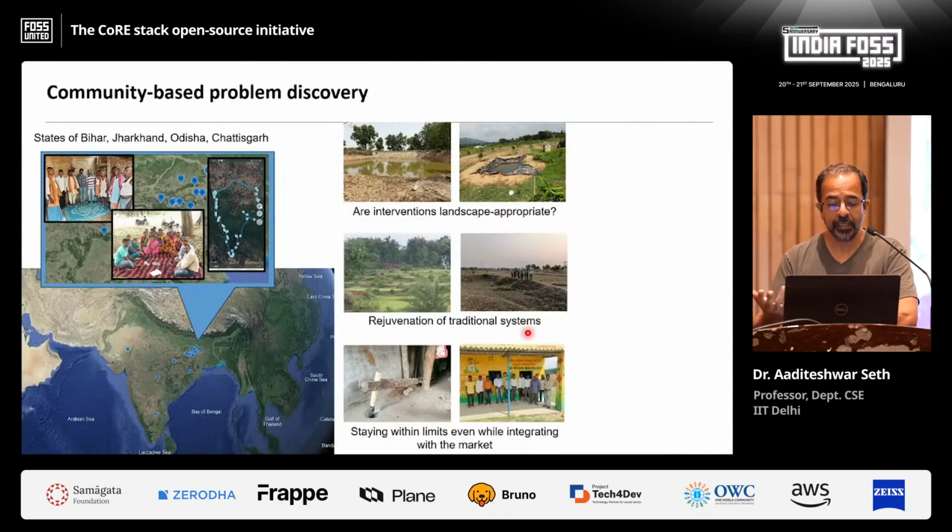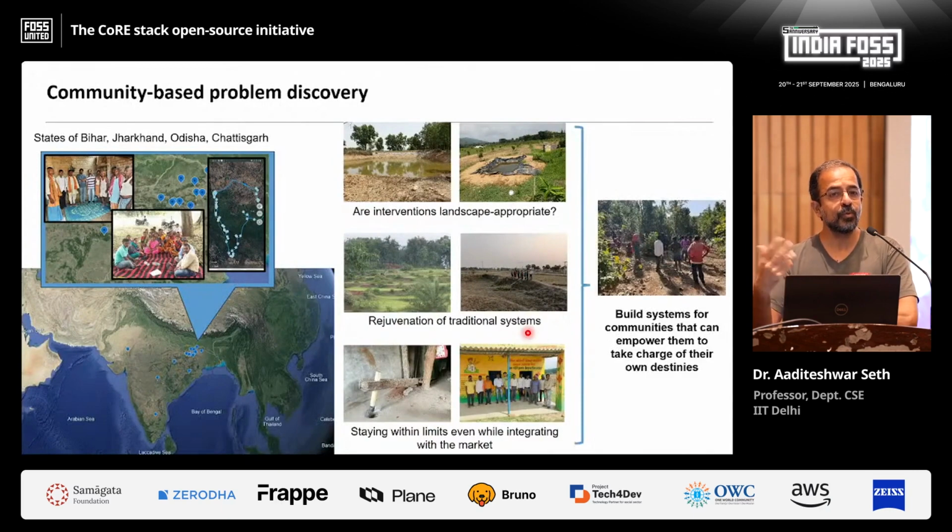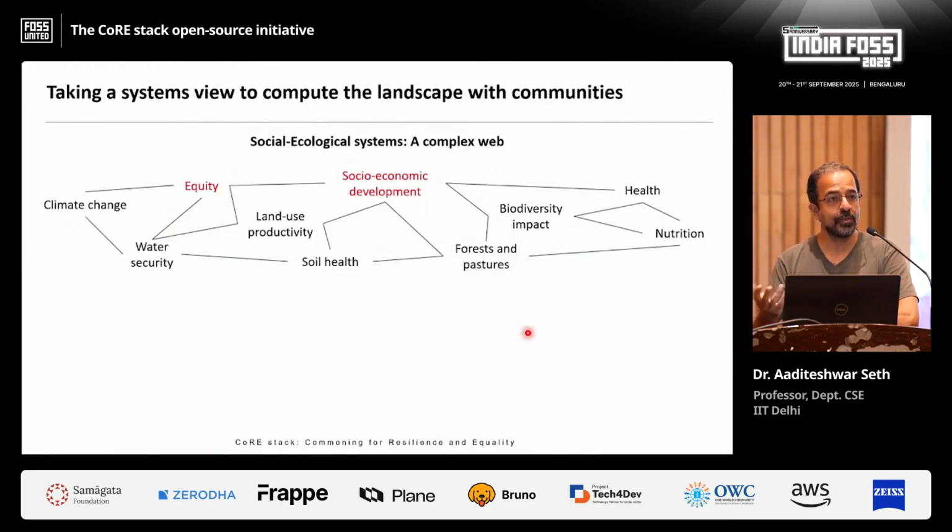So how do you figure out, in some sense, how do you debug the landscape? And then of course there are more socio-economic things. People want to move out from the villages, they want an exciting life, they have aspirations, but how do you manage all of those things? So that's really what the core stack is meant for: how do we build tools and systems and use data, and put those in the hands of the community, so that they can really think about what kind of destinies they want to pursue for themselves.